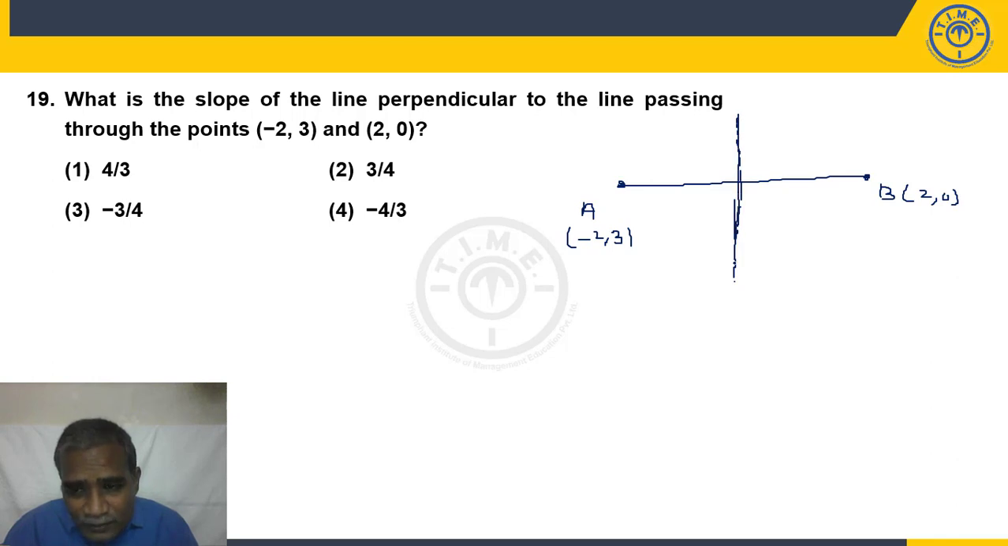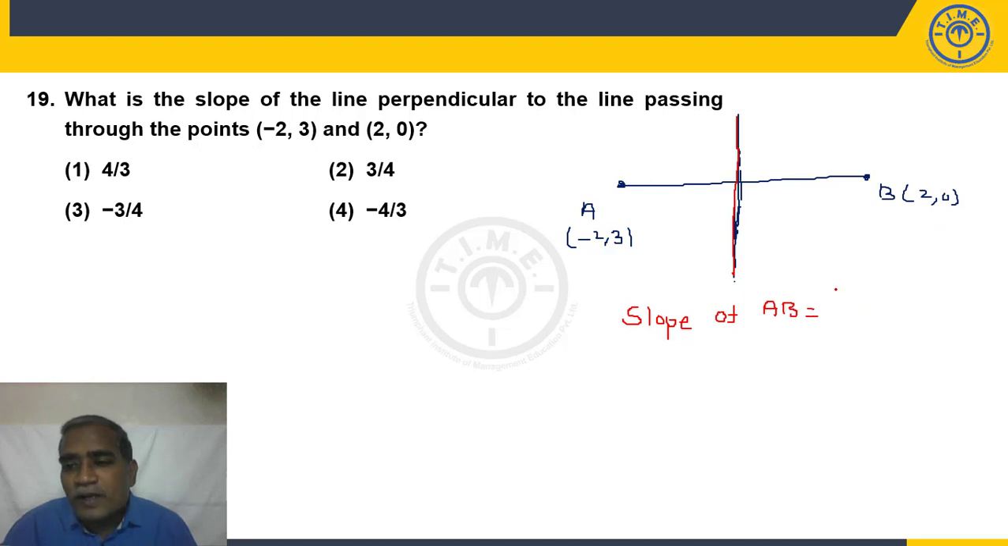I want the slope of this line, the red line. How to find the slope? First you have to find the slope of AB. What is the slope of AB?